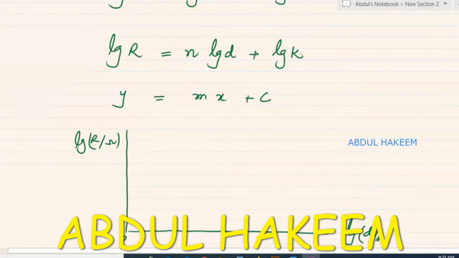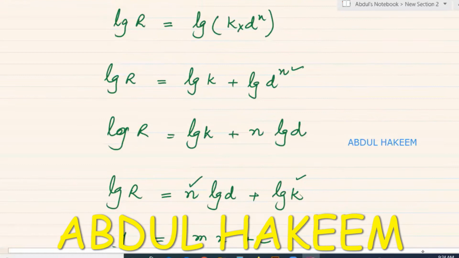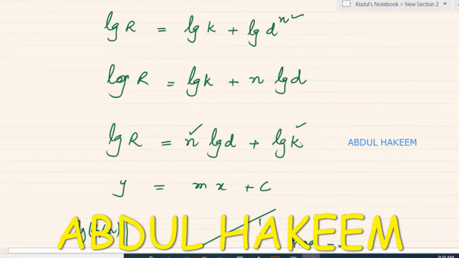Look at this. This gradient is positive. Its y-intercept is positive. So we will draw the line like this. This is the y-intercept, which is log k, and the gradient of this line is equal to n. This is the second type of the equation. First was the exponential, and the second is the power equation.